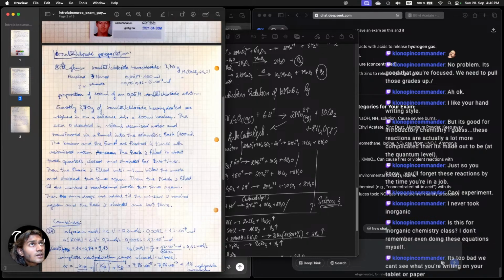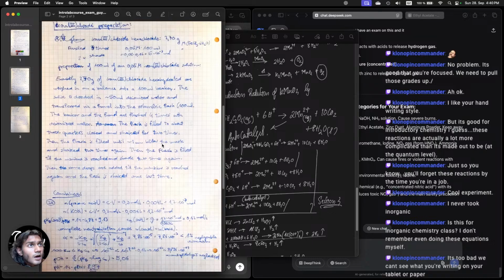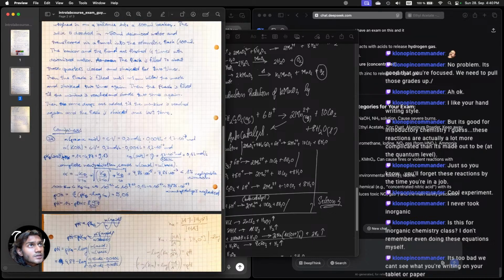For iron to prepare, usually I use the volumetric flask for sugar solution preparation. It was not for the iron. But yeah, whatever. Now what is this?